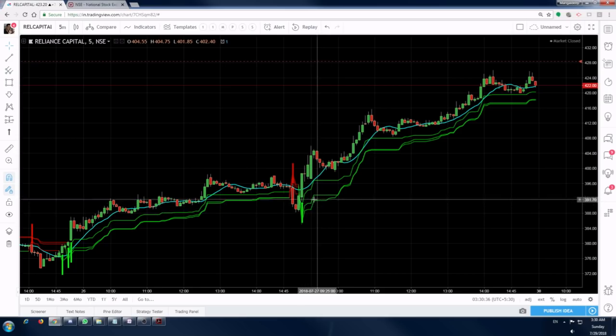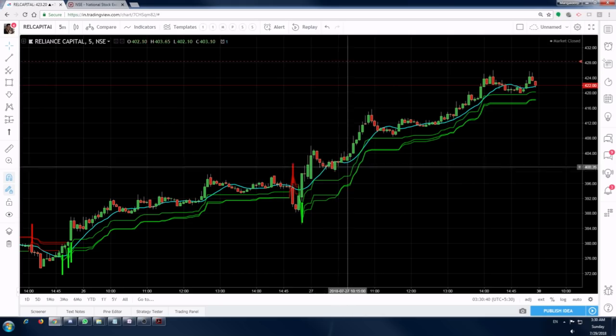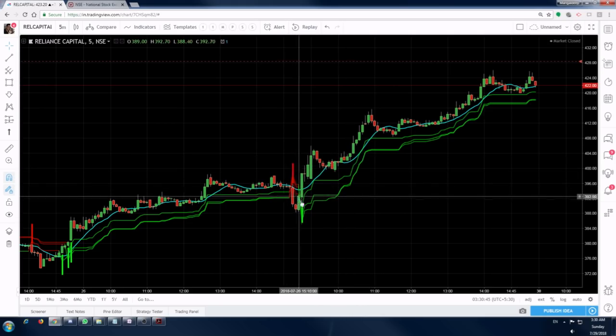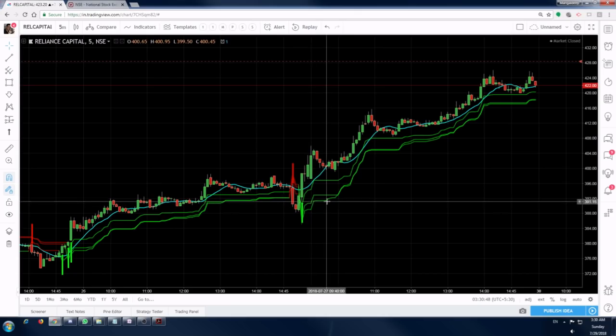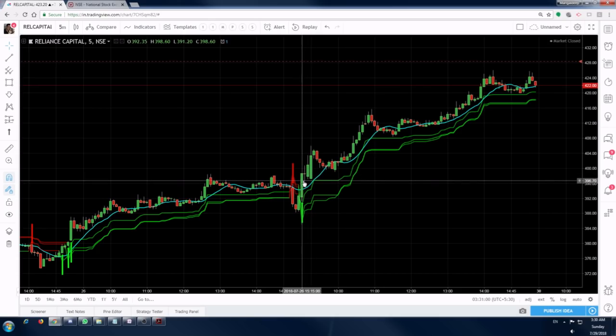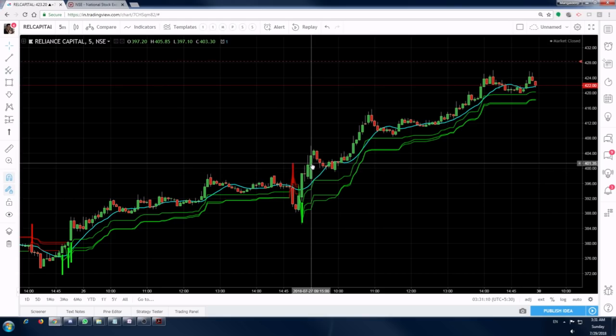The rule says take your entries when the candlesticks are very close to the 10 simple moving average. So the 3 super trends are telling you that the overall trend of the stock is upwards, and the 10 simple moving average will help you to decide the point where you should take your entry. So to start with the first candle, this is the 9:15 candle, the big long green candle.